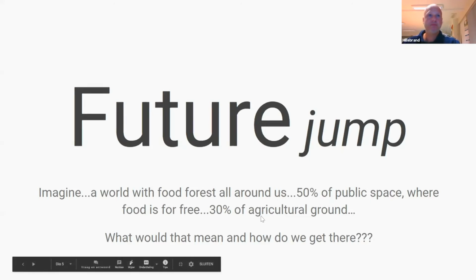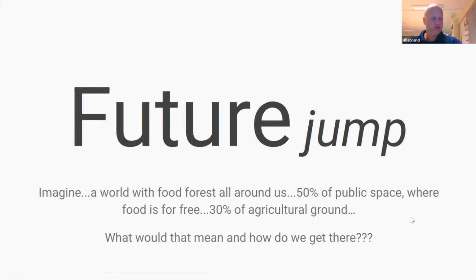And maybe imagine that 30% of our agricultural ground is also food forestry. That farmers combine food forestry with their dairy farm or with their crops, and make new systems. My question to you is, what would that mean, and how do we get there?